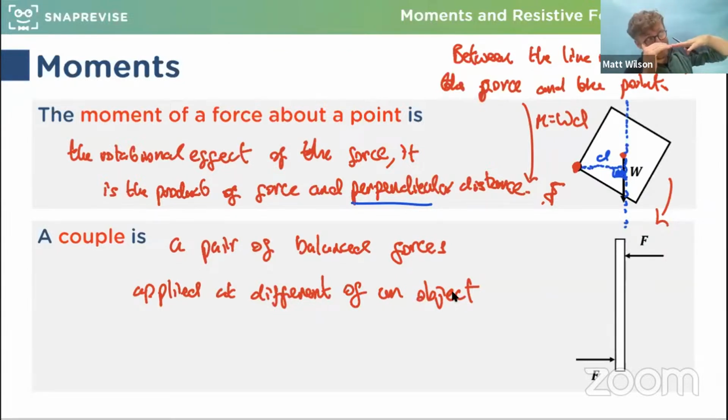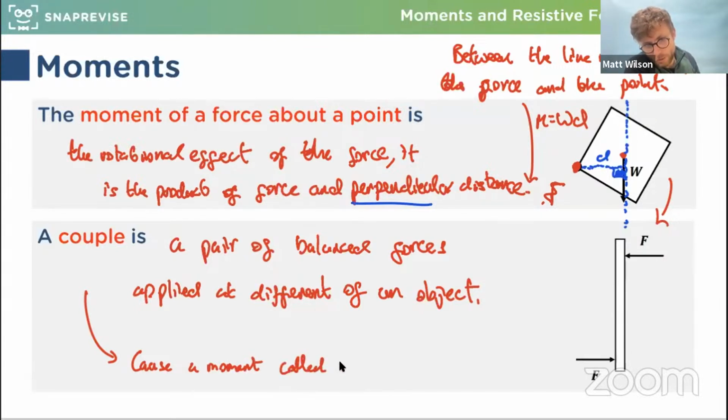However, if you have a pair of balanced forces and they're acting at different points, the object that they're acting on won't shift to the left or shift to the right because the forces are balanced, but it will be able to spin. So you'll notice the turning effect of this pair of forces. Okay, so they cause a moment. And when a moment is caused by a pair of forces, we give it a special name. We say it's called a torque.